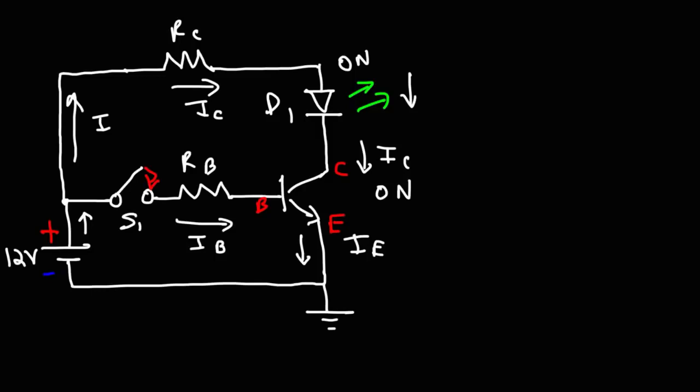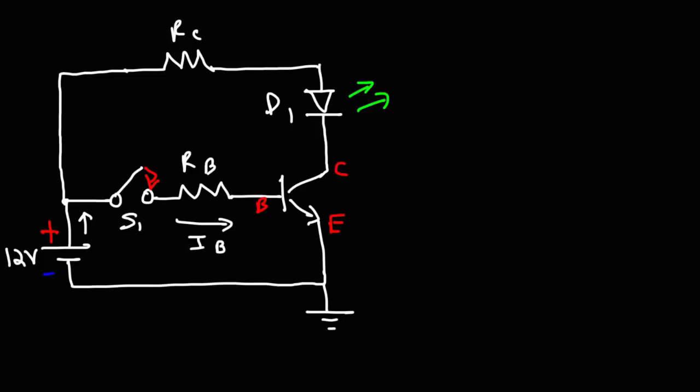Now let's talk about solving a circuit such as this. So let's put some numbers to this problem. Let's say that RB is 100 kilo ohms. You want a large resistor because you don't want too much current flowing to the base of this transistor. And let's set RC to 1 kilo ohm. We don't want too much current flowing to the light emitting diode such that it burns out.